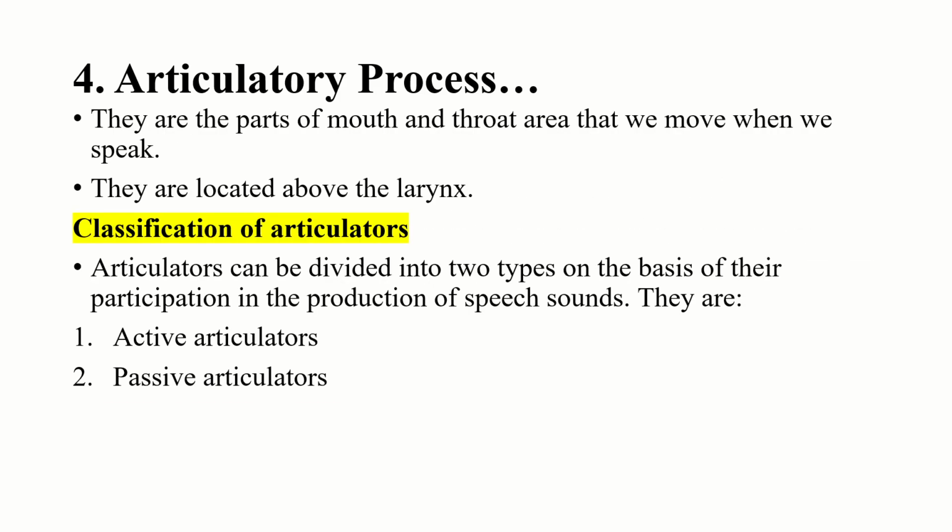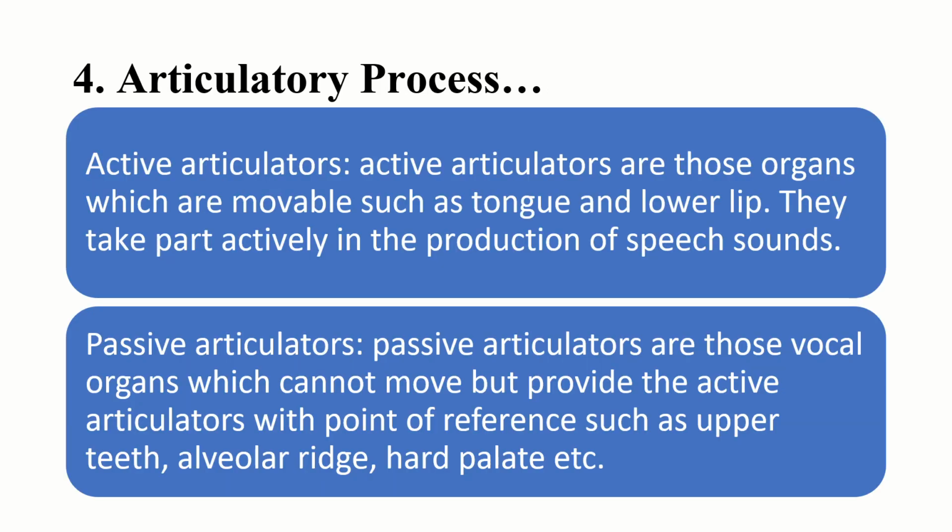There are two types of articulators. One is active articulators, the next one is passive articulators. Active articulators are those organs which are movable, like the tongue and lower lip, because they move. So they are the active articulators. Those organs which remain constant and do not move are called passive articulators, like the alveolar ridge, teeth, hard palate. These are examples of passive articulators.